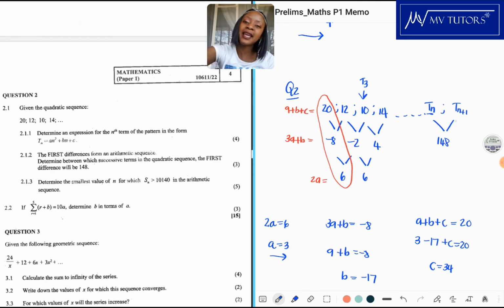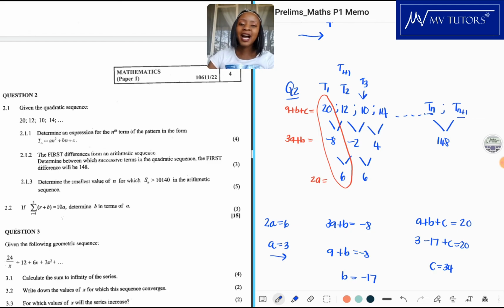We don't know, so we just put tn. And here I put tn plus 1 because obviously this is t1, this is t2, t2 is like t1 plus 1. Hence we say tn plus 1 because we don't know what n is, but we know that the next one is just plus 1. I hope I made sense. And the difference between those two terms, which is the first difference, the arithmetic sequence, is 148.